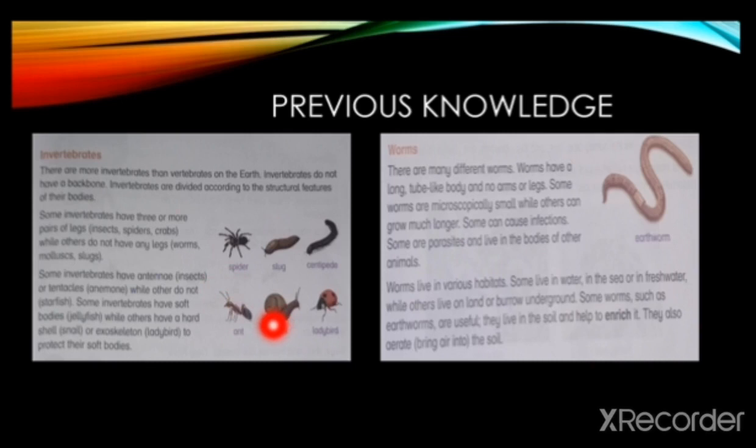We learned that some invertebrates have soft bodies, while others have a hard shell, like a snail, or an exoskeleton, like a ladybird. The word exoskeleton means shell. And the function of the exoskeleton is to protect their soft bodies. Like the ladybird, you can see the exoskeleton is present over here.